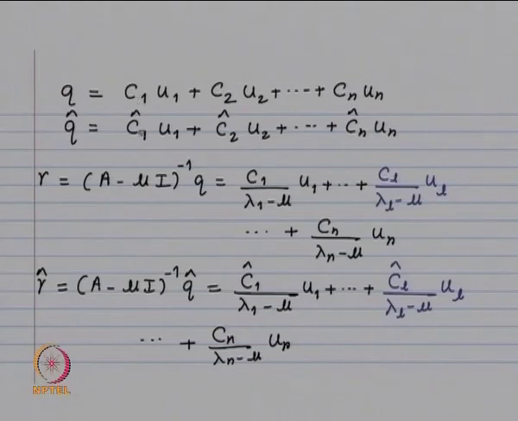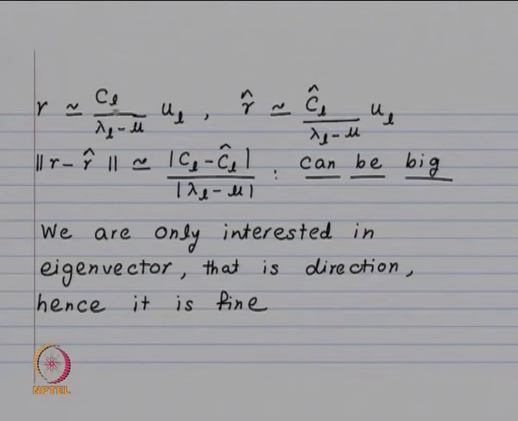Since q and q̂ are near, the distance between c_1 and ĉ_1, c_2 and ĉ_2 is going to be small. When you look at r − r̂, look at this component: here you have c_l/(λ_l − μ) u_l, and here you have ĉ_l/(λ_l − μ) u_l. So c_l − ĉ_l is small, but you are multiplying by a big number, 1/(λ_l − μ). So our r is approximately c_l/(λ_l − μ) u_l, because that is going to be the significant part, and r̂ will be ĉ_l/(λ_l − μ) u_l. So the norm of r − r̂ will be approximately |c_l − ĉ_l| upon |λ_l − μ|. Now, this can be big.